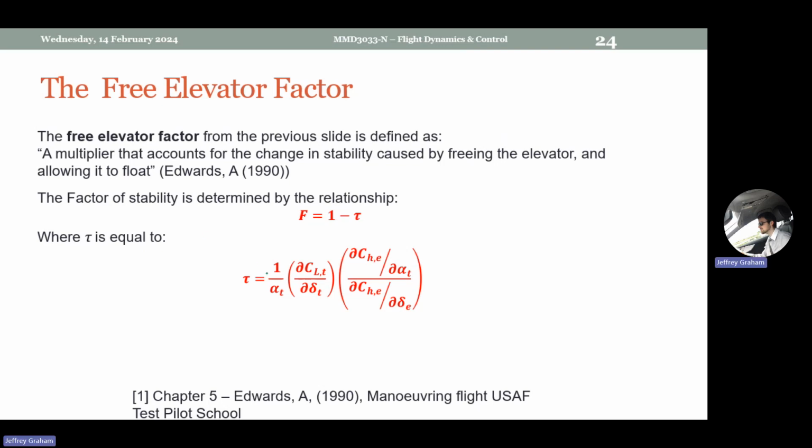There are more typos while I was checking, right? This is not alpha t, it's supposed to be AT for clarity. Well, that is the lift curve slope of the tail section. So tau 1 is going to be 1 minus 1 divided by the lift curve slope of the tail, the change in the lift from the elevator value, and our two hinge moment derivatives that we've seen.